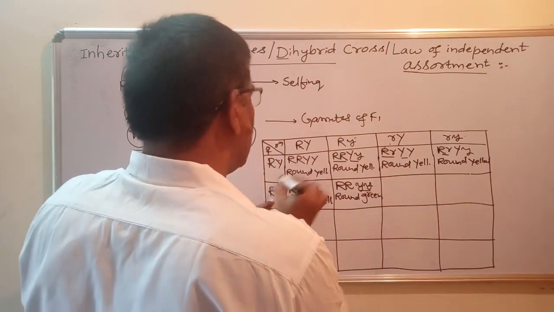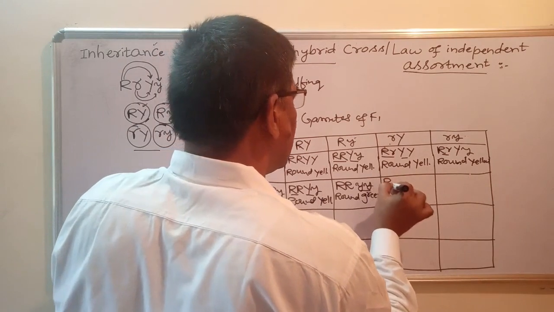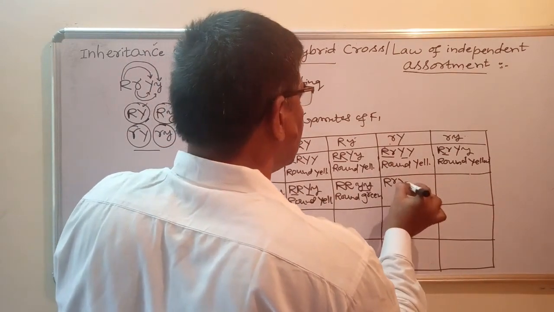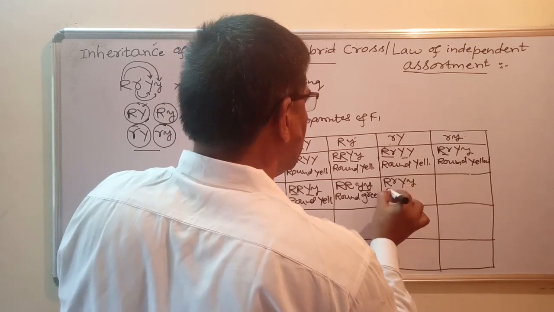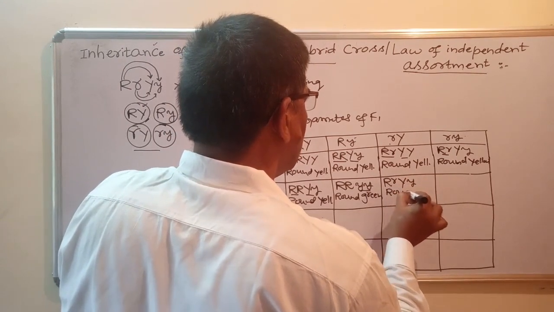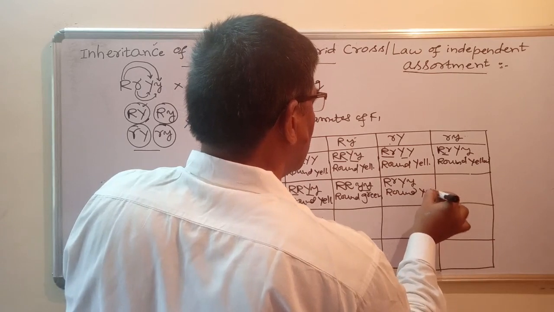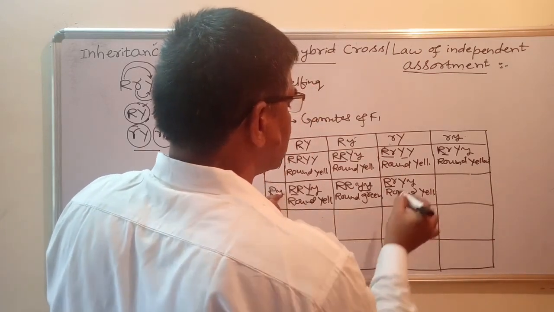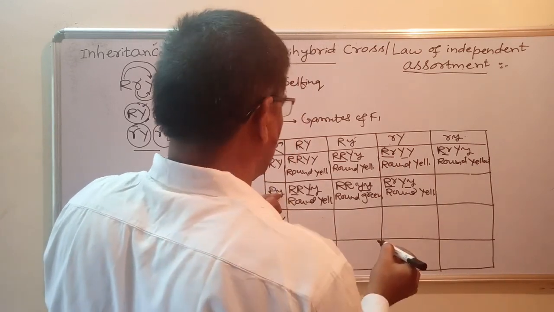Now this capital R, this small r, capital R, small r, round only. This small y, capital Y, therefore capital Y, small y. This is round yellow. Why is it round yellow? Because capital R, small r, this is round in shape. So this is yellow color.